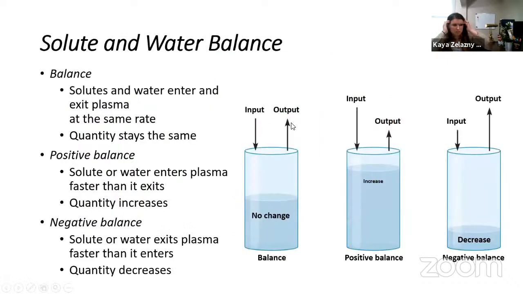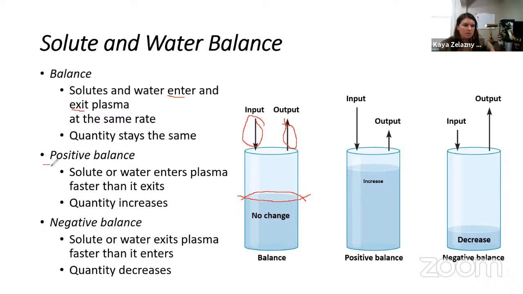Okay. So when we're thinking solute and water balance, we're thinking does in equal out. So we want to think about the solutes and water entering versus exiting the plasma. If they enter and leave at the same rate, so if the amount we put in is the same as the amount we take out, the quantity is going to stay the same. So this would maintain your blood volume, and it would maintain the appropriate osmolarity of your blood, of your plasma. So if we keep everything the same, anything we put in, we take out, we're good, we're in balance.